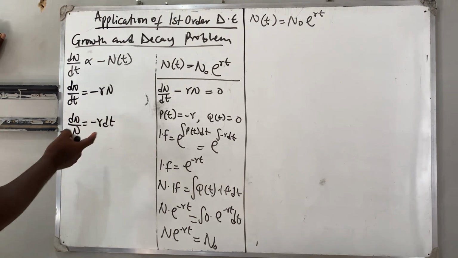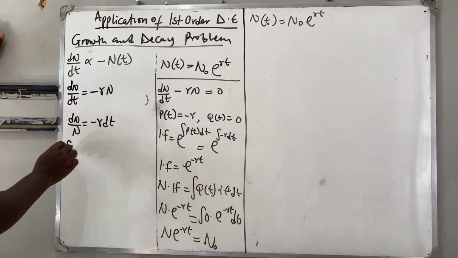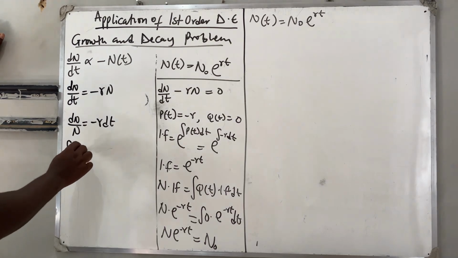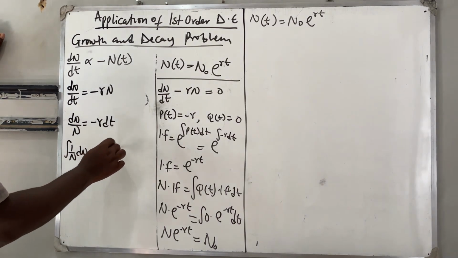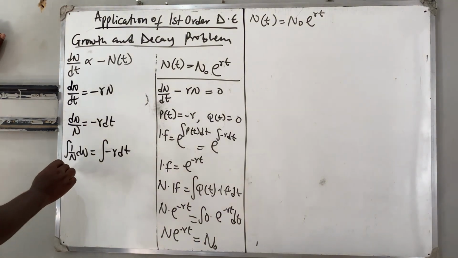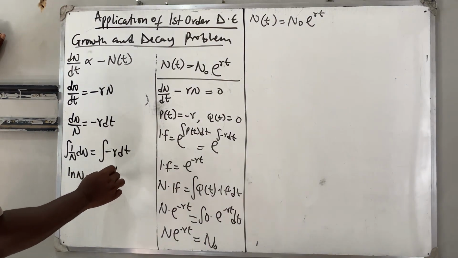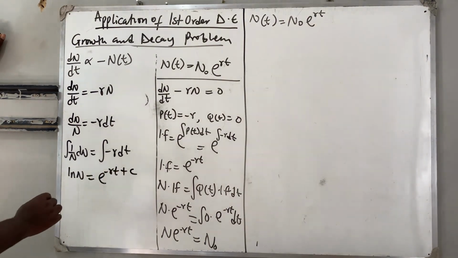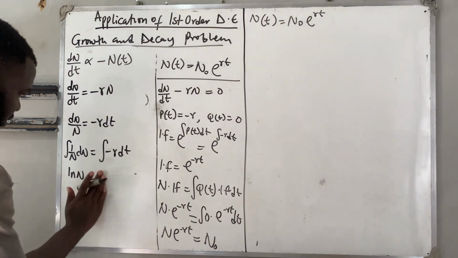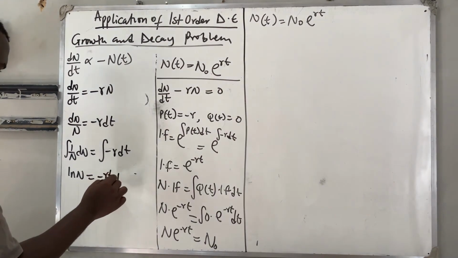Okay? So if we do separable again, 1 over N dN equals dt. So if we integrate both sides, I'm going to have the integral of 1 over N dN is equal to the integral of minus r dt. So you have that what? ln N is equal to what? Minus rt plus c.